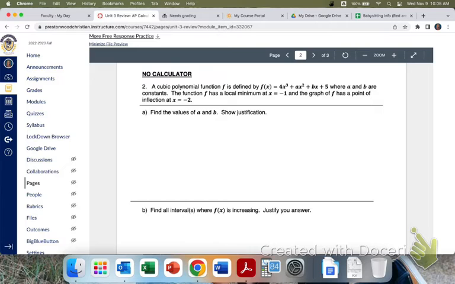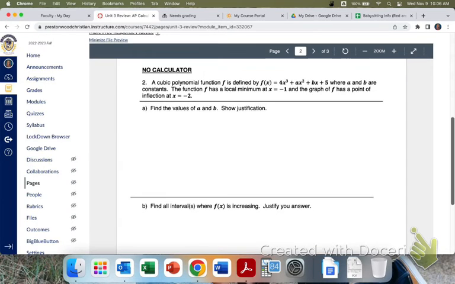This one is similar to one we had in the homework, like quiz questions. It's like a system where we said it's a local min and a point of inflection. Look at that, that's a second derivative. So you can set up a system of equations by taking your first derivative and second derivative and finding your values of a and b.